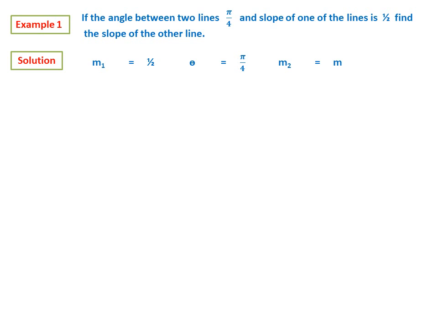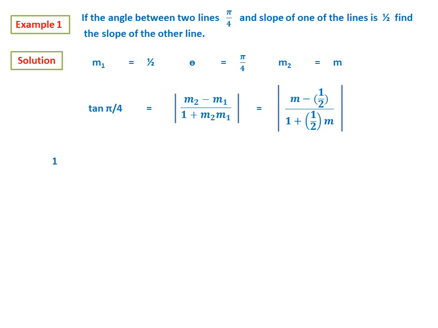So m2 will be equal to, let us say, m. Even you can take m2 also, but let us take it as m. Now what is the formula? Tan theta equal to m2 minus m1 by 1 plus m2 m1. So this we have to take mod, because there are two lines possible. One will give you acute angle, another one will give you obtuse angle. Therefore now this implies m minus, because m2 is m, minus 1 by 2 because m1 is 1 by 2, divided by 1 plus 1 by 2 m, of course with mod.